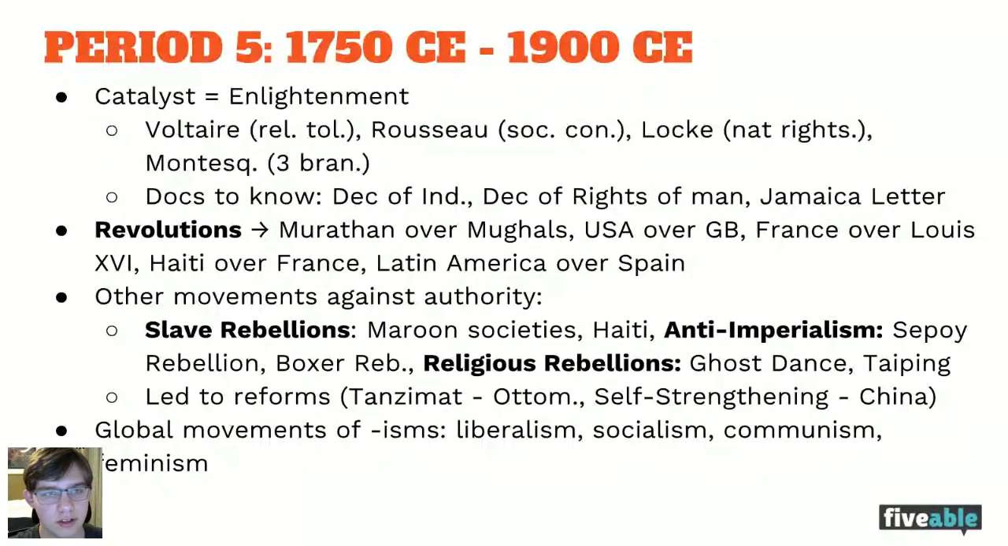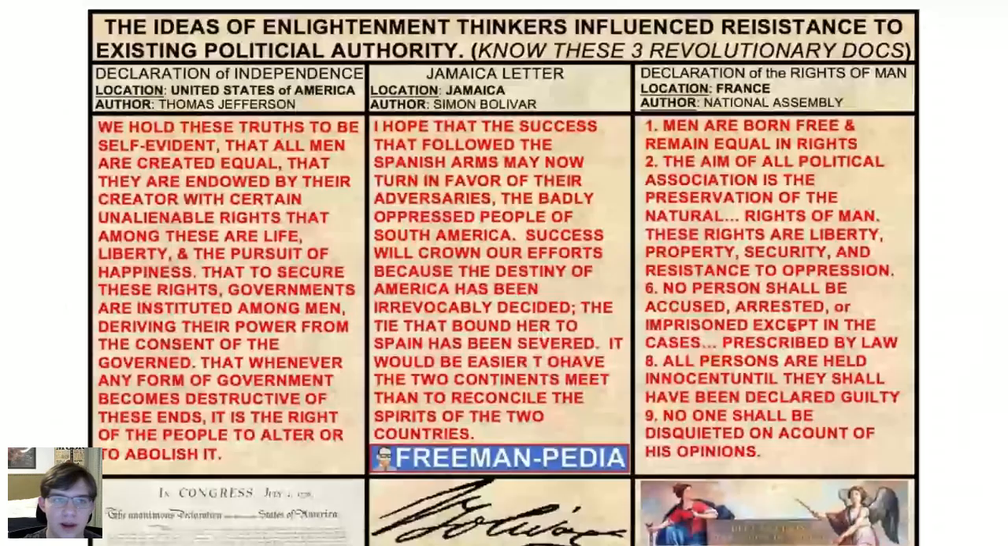Okay. So these are the three documents that I mentioned. You have the Declaration of Independence, the Jamaica Letter, and the Declaration of the Rights of Man. These are three really foundational documents to the Age of Revolution during this time period. These documents serve as Enlightenment documents that help to spur other revolutions. Remember, the Declaration of Independence was remade in the Declaration of the Rights of Man, and then you see that written again in the Declaration of Sentiments at the Seneca Falls Convention. So these three documents are really important.